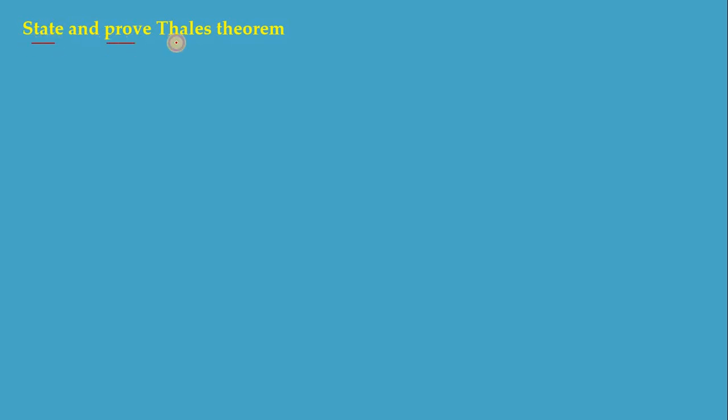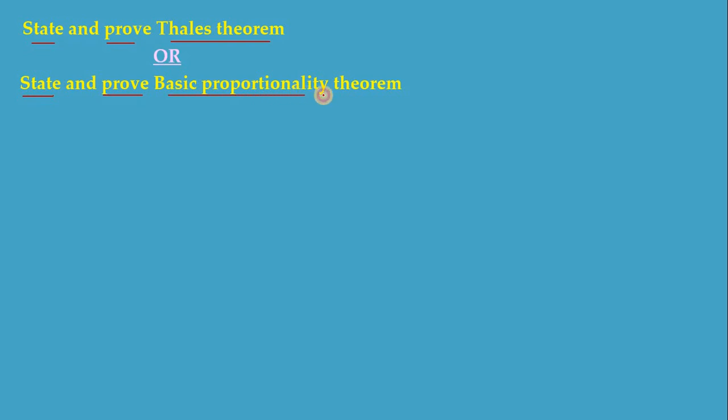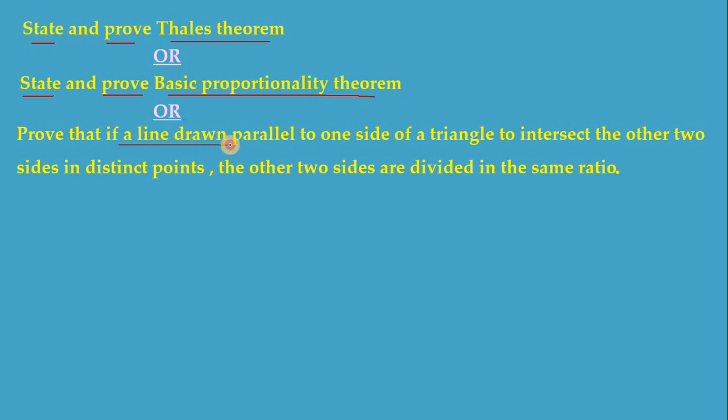State and prove Thales theorem, or state and prove basic proportionality theorem, or prove that if a line is drawn parallel to one side of a triangle to intersect the other two sides in distinct points, the other two sides are divided in the same ratio. In these three cases also we have to prove Thales theorem itself.